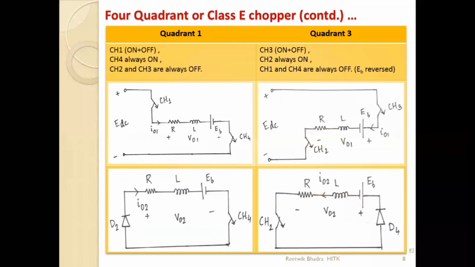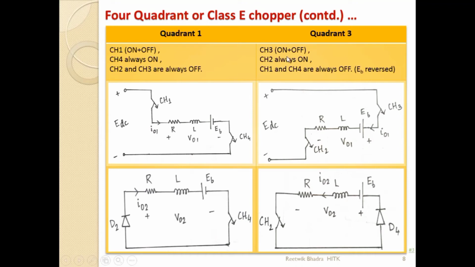What happens in quadrant 1? Okay, I'll go to the main figure once. I'll discuss the first point, then go to the main figure. Or we'll discuss from here, no need to go again and again to the main figure. CH1 is on and off, CH2, CH3 are always off. Now this CH4 is always on, CH2 is always on. Okay, I'll just go to the main figure.